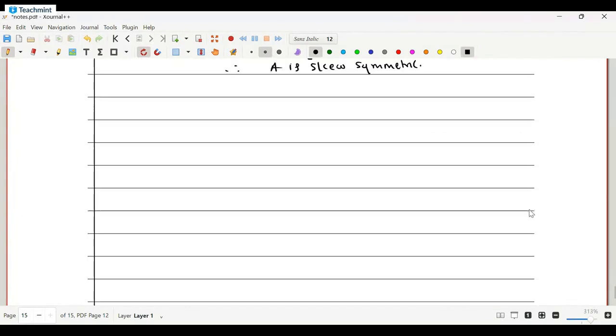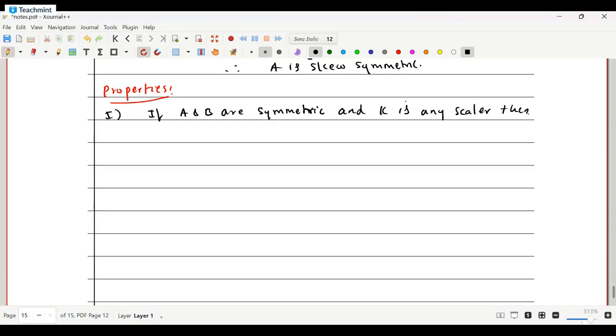Properties. A and B are symmetric matrices, and k is any scalar. Then number 1, kA is also symmetric, where k is any scalar.